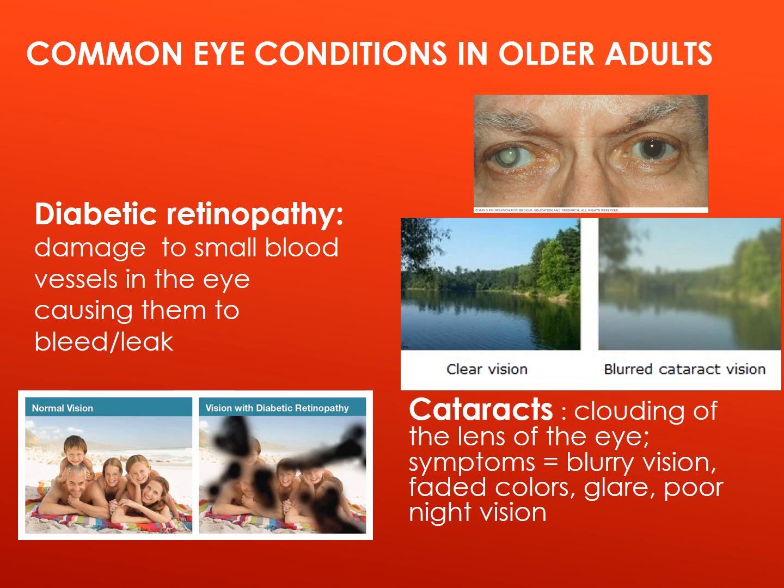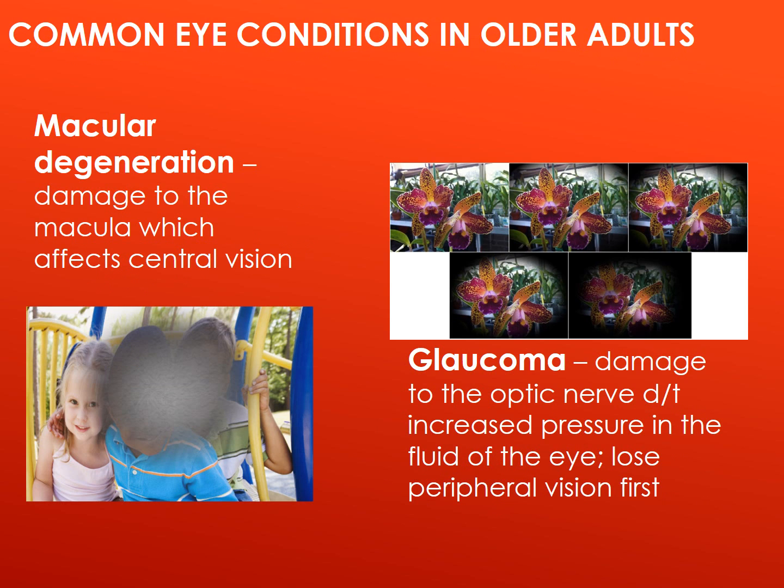There are some eye conditions that are common with age, such as diabetic retinopathy, in which damaged small blood vessels in the eye cause a leakage that impairs vision, and cataracts, which are a clouding of the lens, causing vision to be blurred, increasing sensitivity to glare, and problems with night vision. Macular degeneration causes an impairment of central vision.